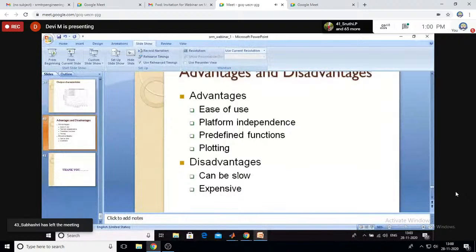Another thing: downloading and installing MATLAB will take some time, and it also takes some data. You need hardly 10 to 12 GB.